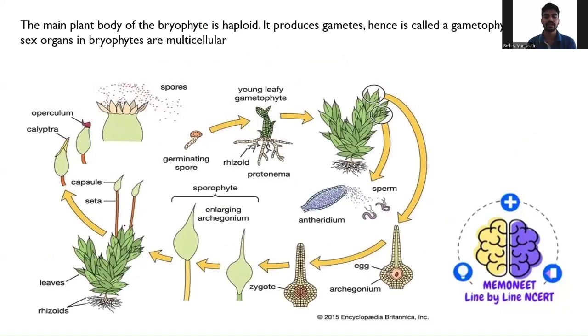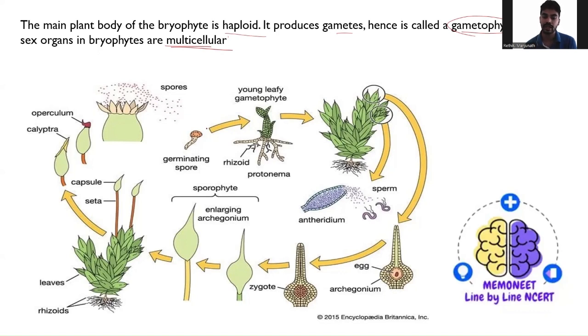Here is a diagrammatical representation. I'm just showing this diagram to give an idea of how reproduction normally happens. You don't need to concentrate more on this diagram, but you should know this is how the life cycle of the bryophytes is. I have already explained that the main plant body of the bryophytes is haploid in nature. It produces the gametes, hence they are called gametophytes, and the sex organs of the bryophytes are multicellular.